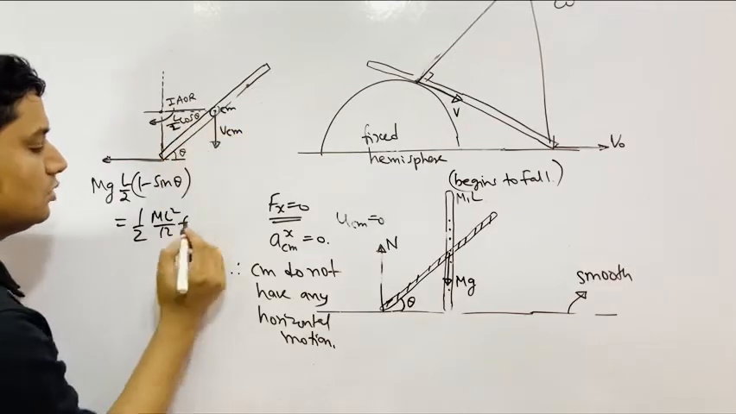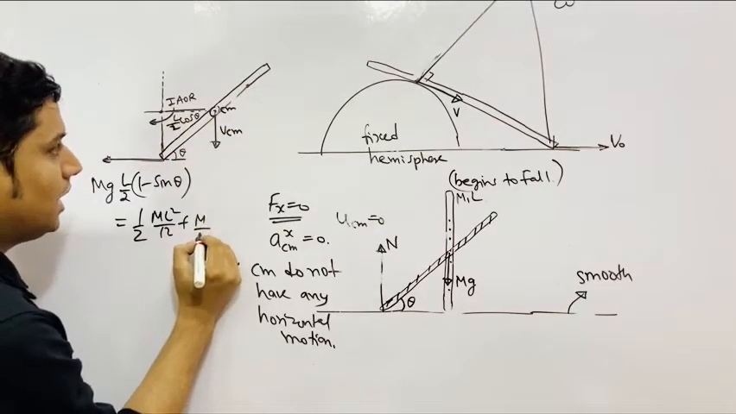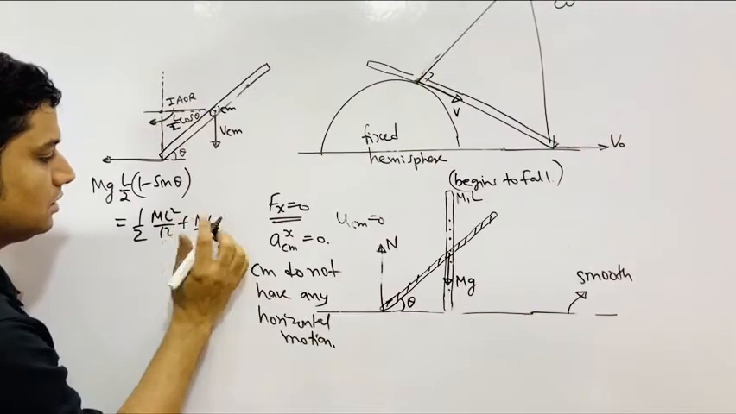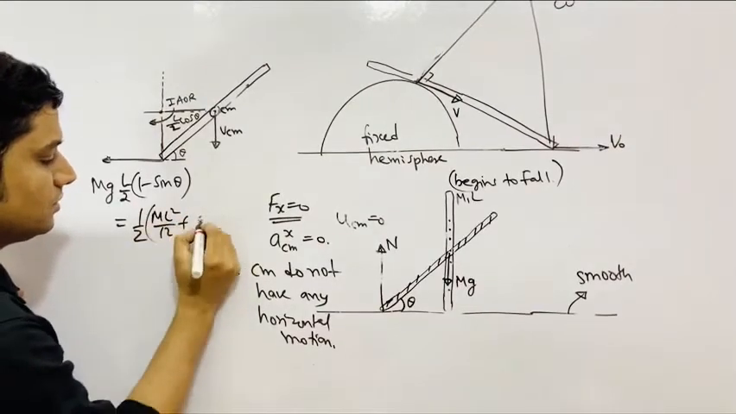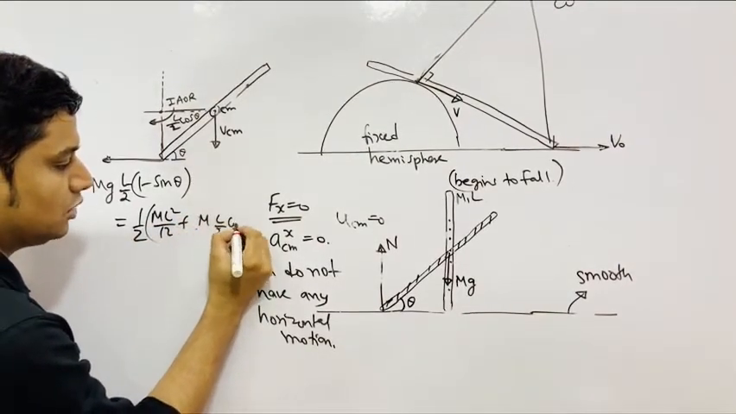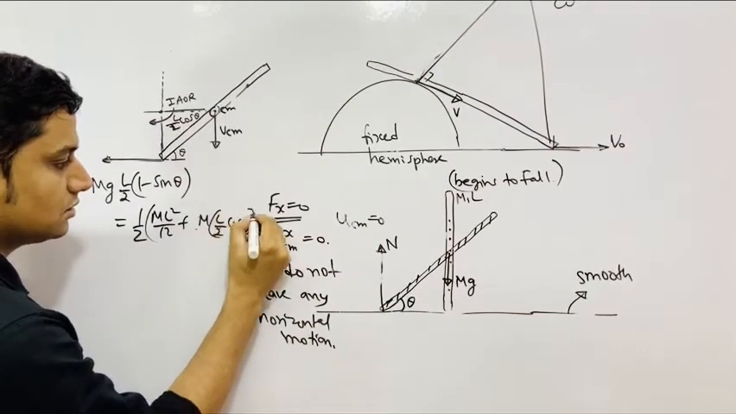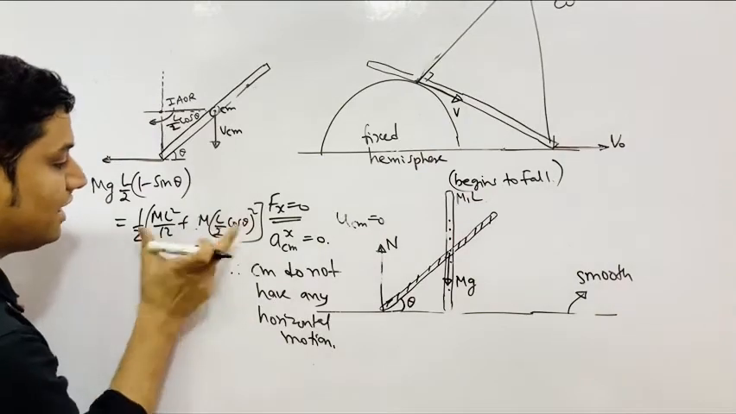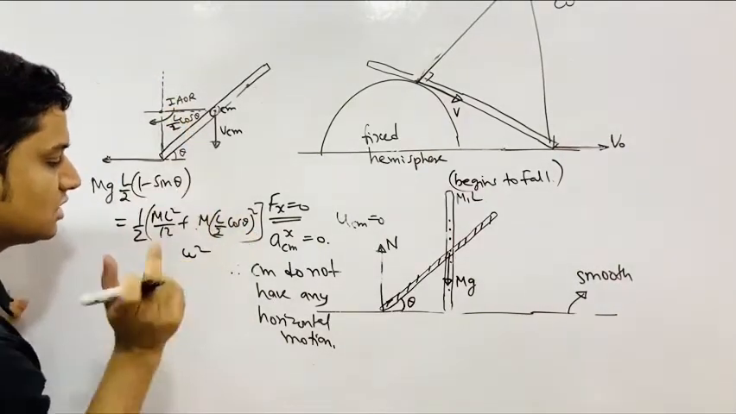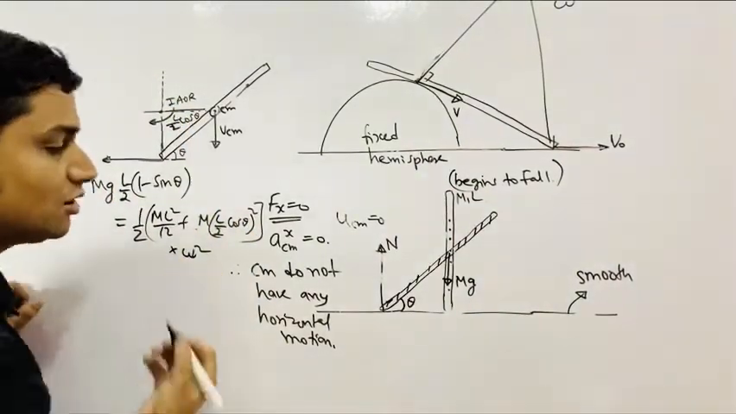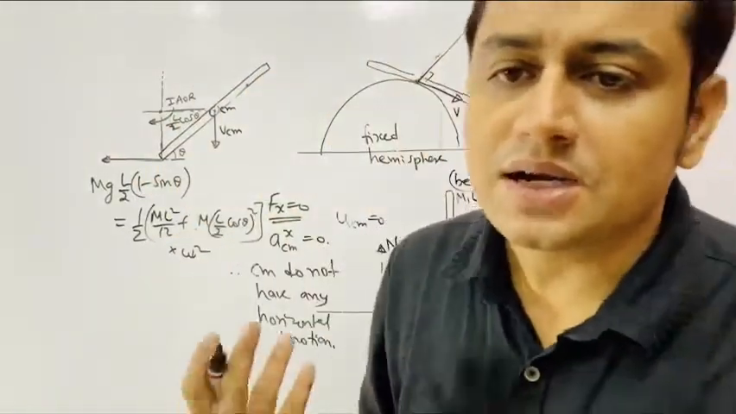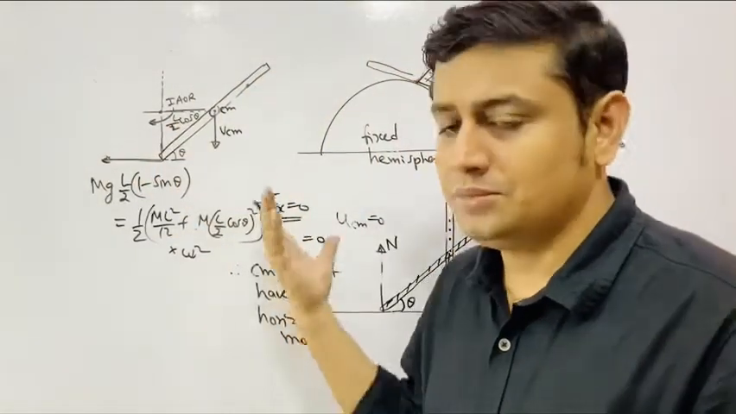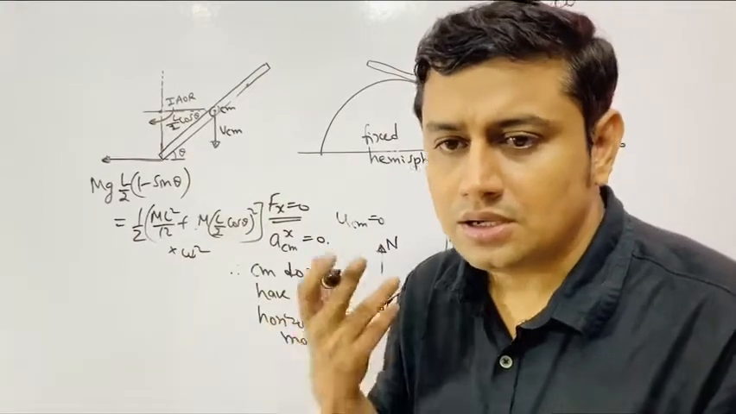This is L by 2, plus m into L by 2 cos theta whole square by the parallel axis theorem, into omega square. Half I about the instantaneous axis of rotation into omega square, I would get omega.